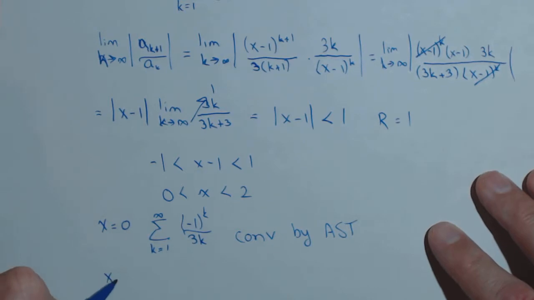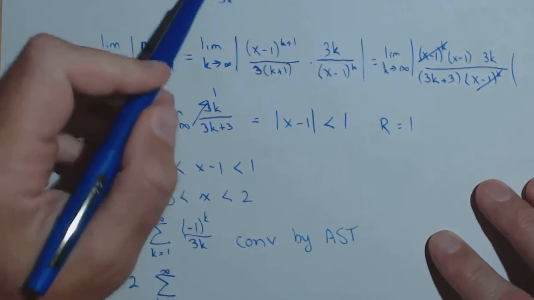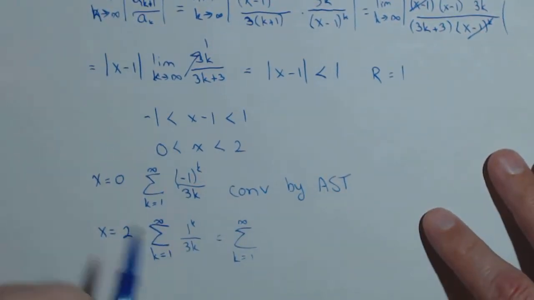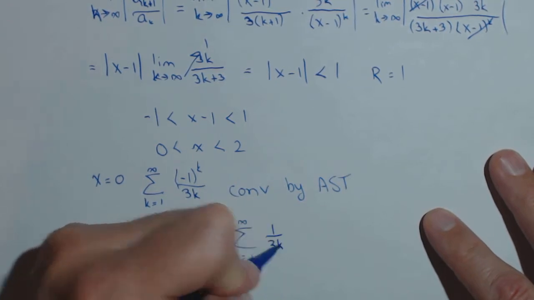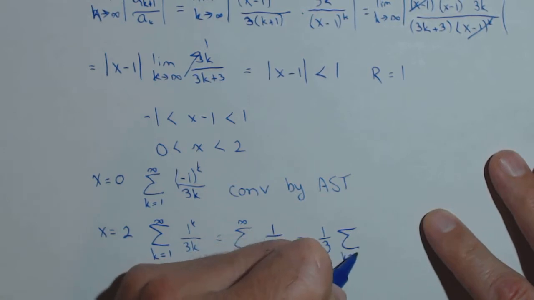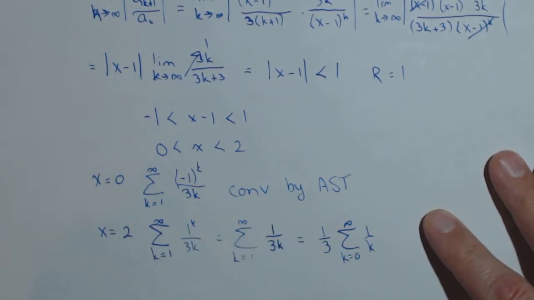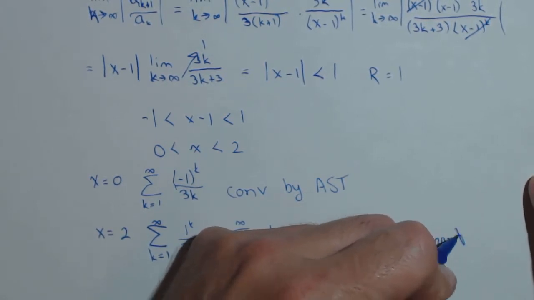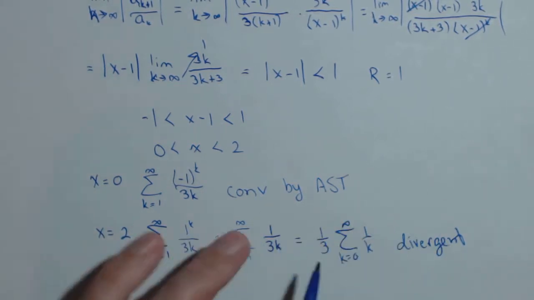Next one we're going to test is for x equals 2. So we have k equals 1 to infinity. We're plugging 2 in for x here. 2 minus 1 is 1. So I have 1 to the k over 3k. 1 to the k is just 1. So I have k equals 1 to infinity of 1 over 3k. Well, this is 1/3 times our harmonic series. So this is divergent. You could either say by p-series, or you could say because it's the harmonic series. It's a very famous series.